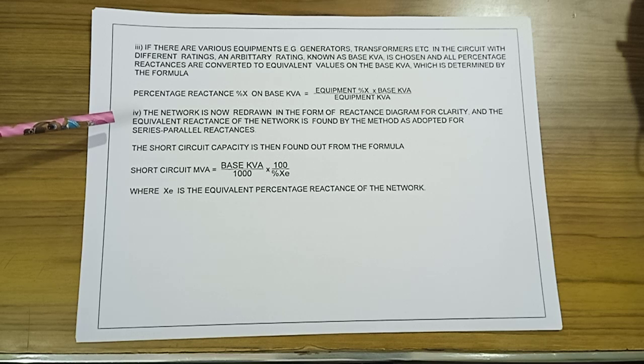Fourth, the network is now redrawn in the form of a reactance diagram for clarity, and the equivalent reactance of the network is found by the method adopted for series parallel reactances. The short circuit capacity is then found out from the formula: short circuit MVA is equal to base kVA divided by 1000 into 100 by percentage equivalent reactance X, where X is the equivalent percentage reactance of the network.